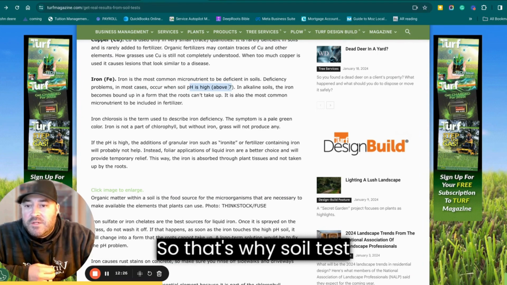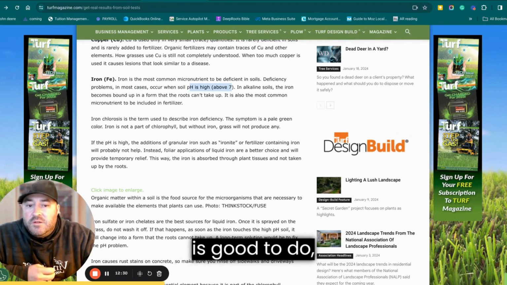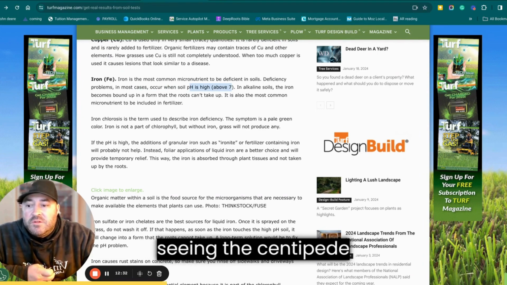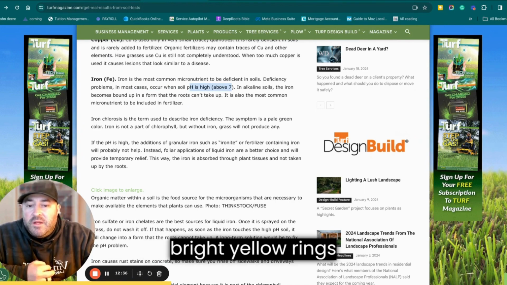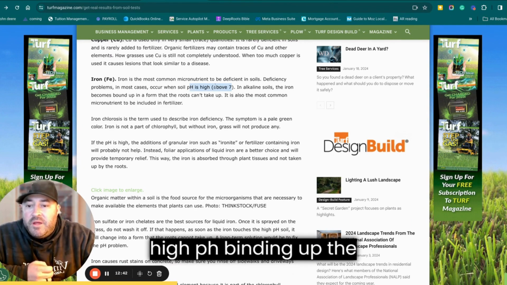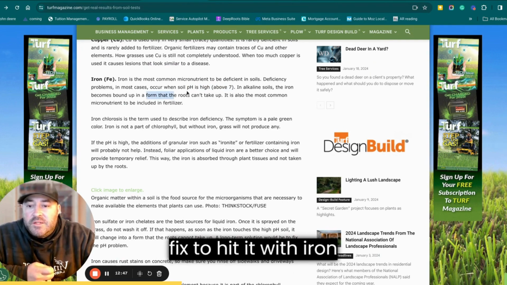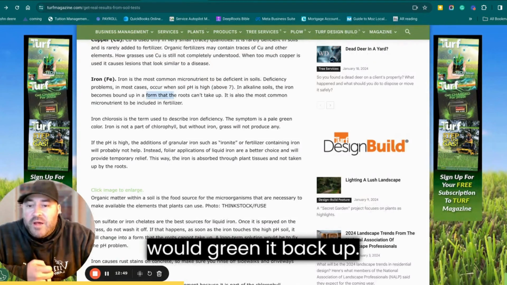So that's why a soil test is good to do, especially when you're seeing the centipede come out of dormancy, with bright yellow rings around it, yellow patches in the yard. It might be due to a high pH binding up the iron in the soil. So the iron is a quick fix. To hit it with iron would green it back up. But the true problem is bringing that pH down.